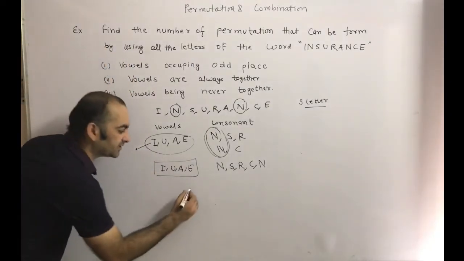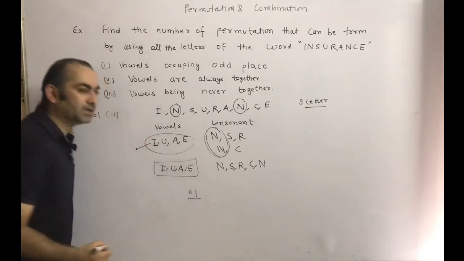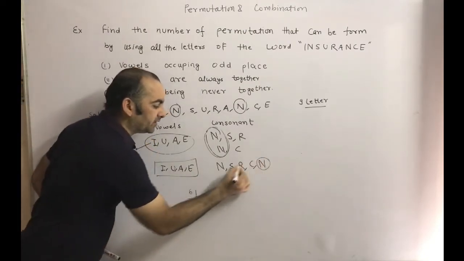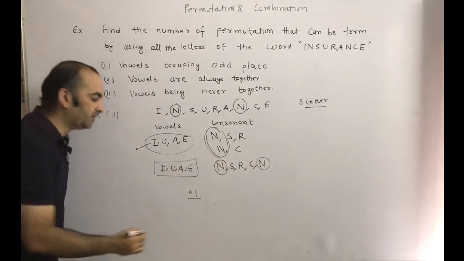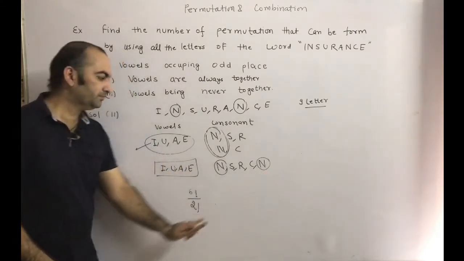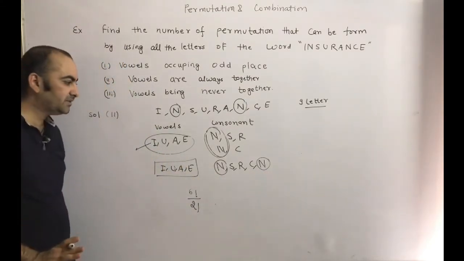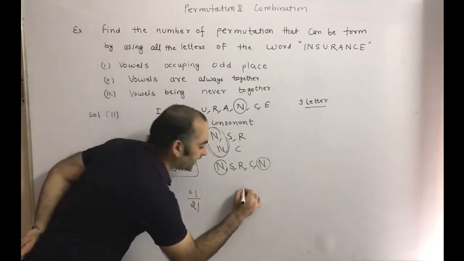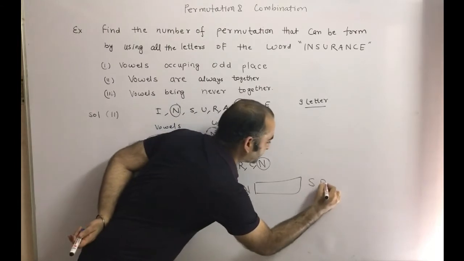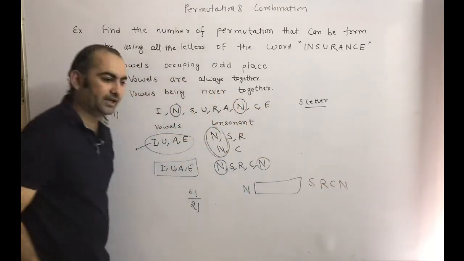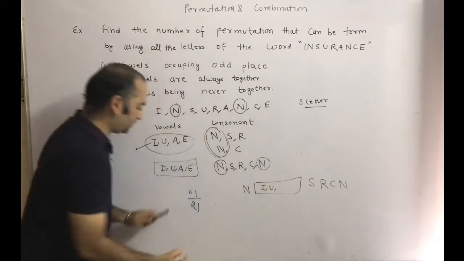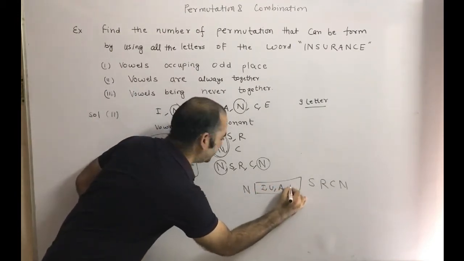So the arrangement of 6 letters is 6 factorial. But here, if you see, 2 N are similar, so you have to divide by 2 factorial, because out of 6 letters 2 N are similar. Now if you check the arrangement of these 6 letters: N, suppose the box is coming, then S, R, C, N. Inside the box we have I, U, A, E.